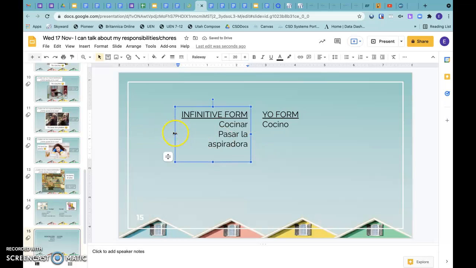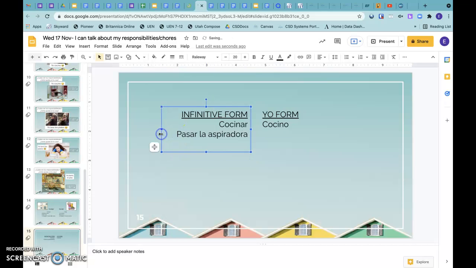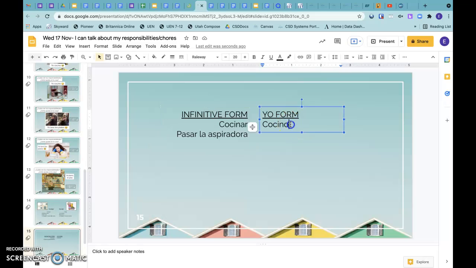If somebody says, what's your chore? Or how do you help in your home? You don't want to say to vacuum. You would say I vacuum. That's how I help. So we're going to change this pasar. Pasar. We'll take the AR off and put an O. Paso la aspiradora.